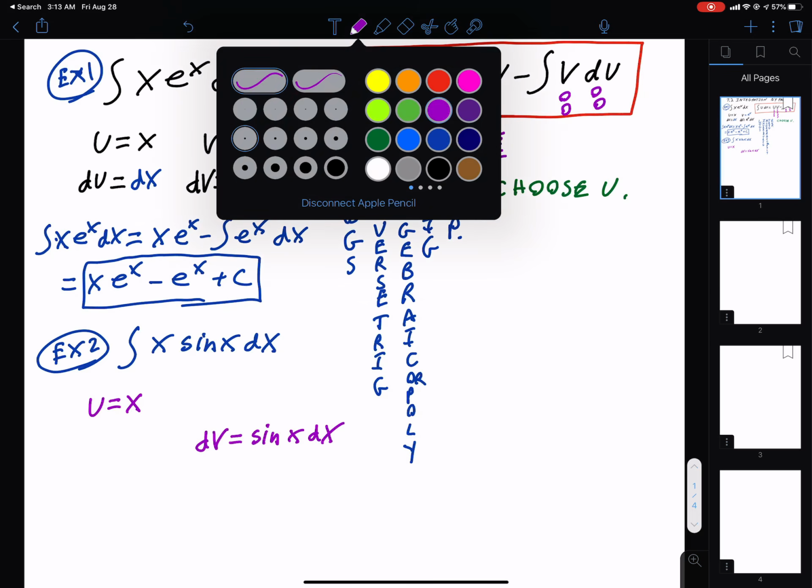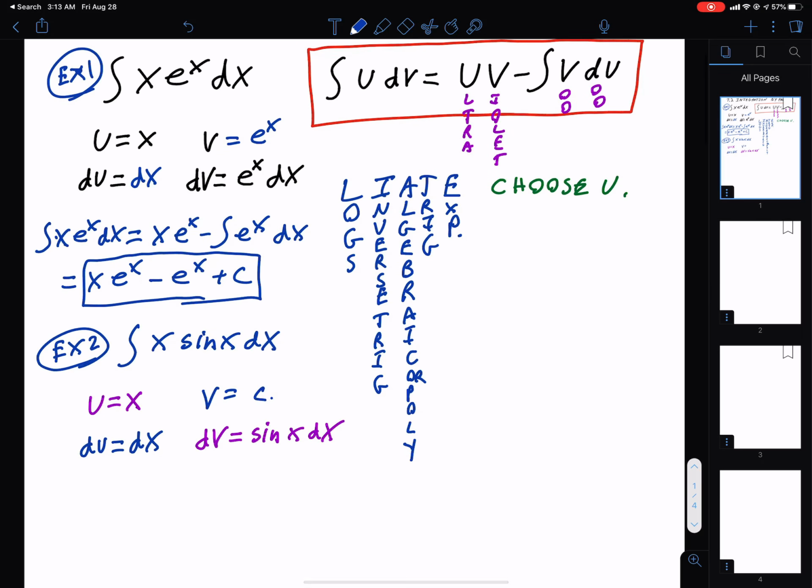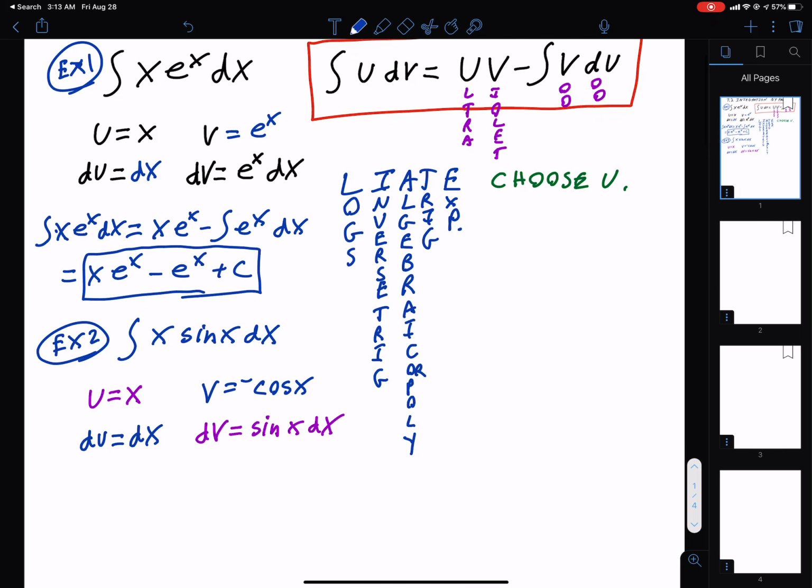And now we have to find du, and the derivative of x is just going to be dx. And the antiderivative of dv, the derivative of what is sine? And you may say cosine, but double checking, the derivative of cosine is opposite sine, so to make it right, we need that. Okay? Now we just apply the ultraviolet voodoo.